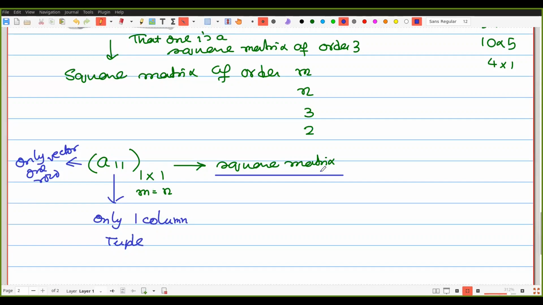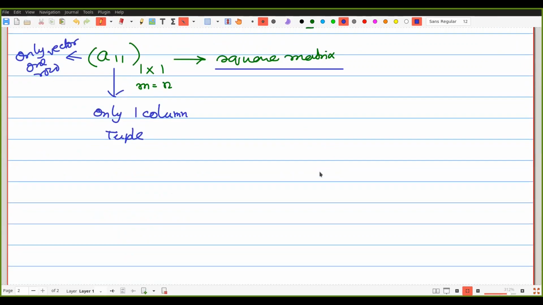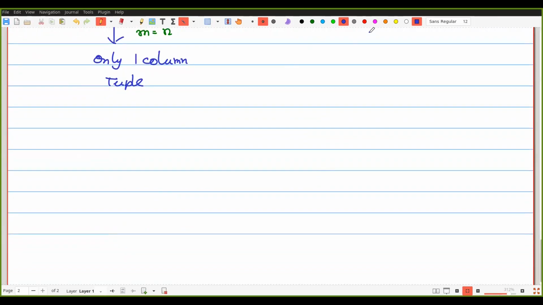Okay. So the first one is the row matrix, the second one is the column matrix, the third one is the rectangular matrix, the fourth one is the square matrix. Now after square matrix, another term of the matrix is there, and that one is called the diagonal matrix.